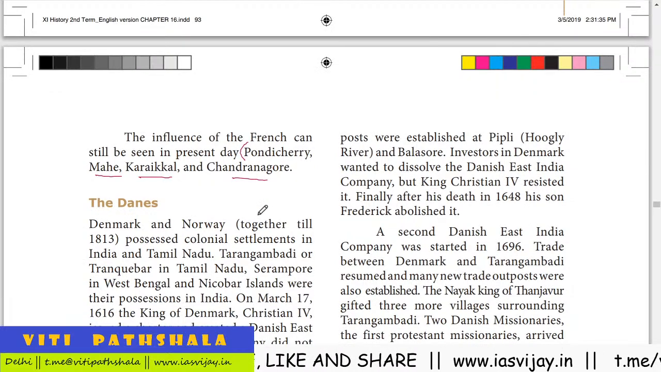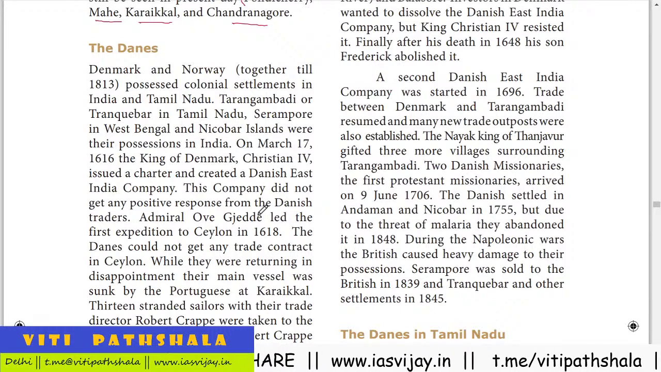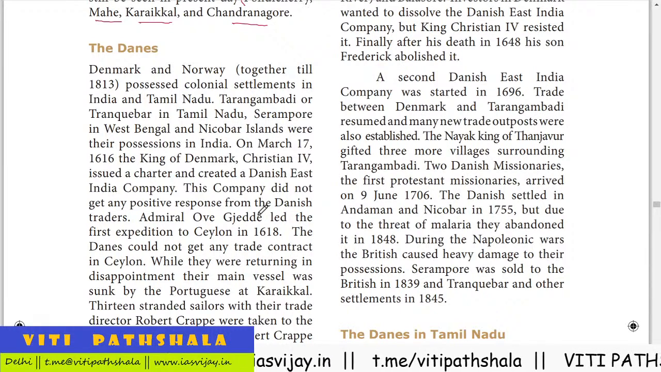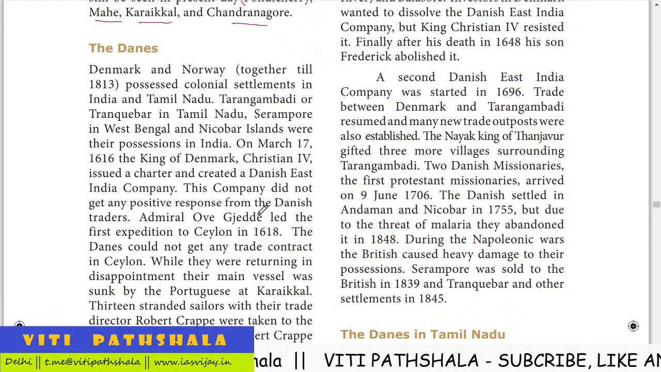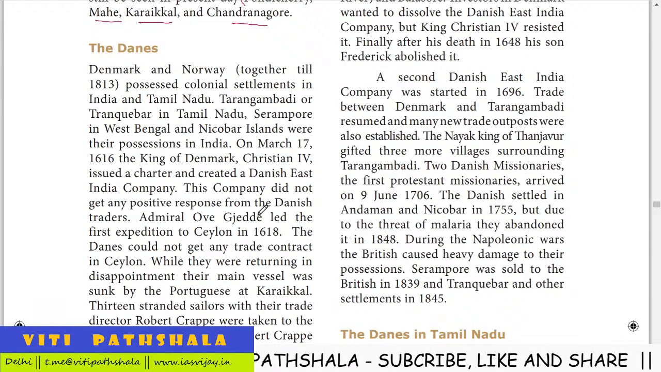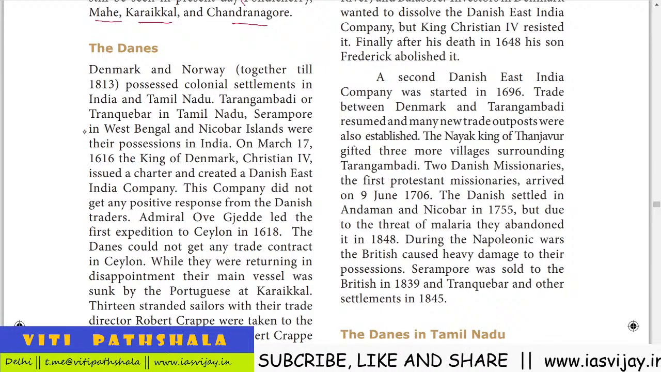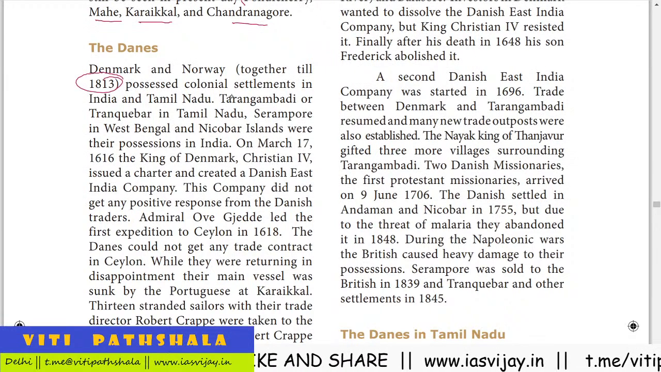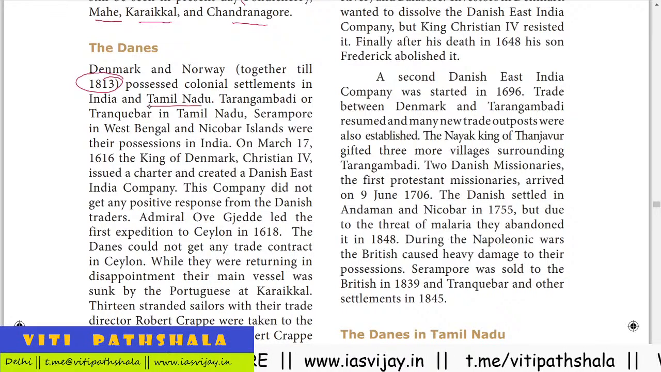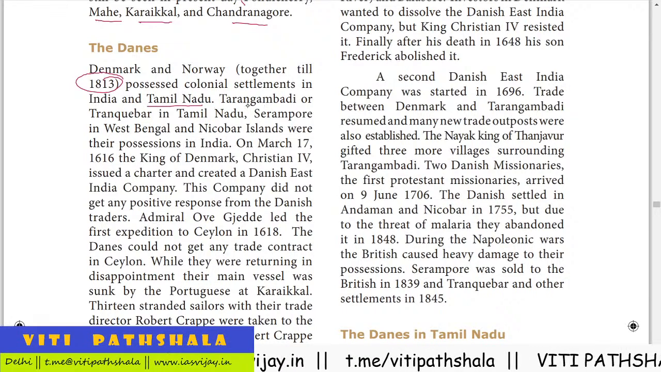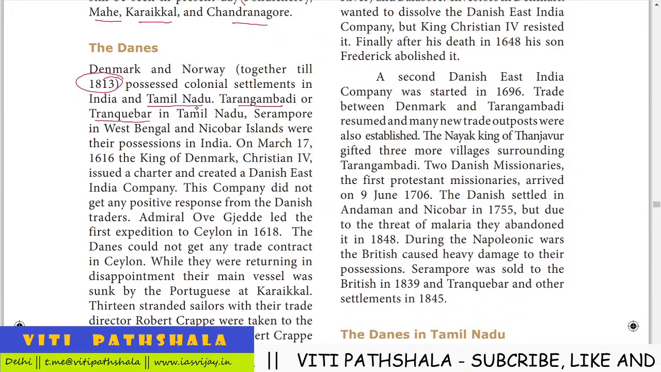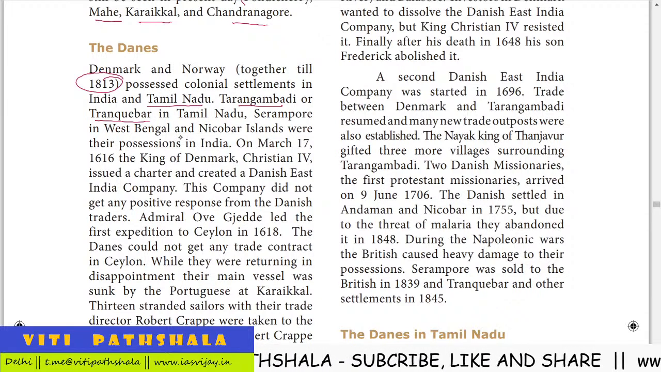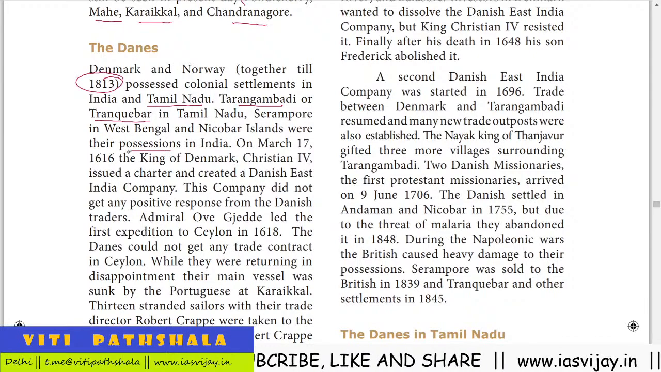The next will be the Danish. The Danish are also not important. So the Dutch and the Danish are not important. Denmark or Norway together, till 1813, possessed colonial settlements in India and Tamil Nadu. Tranquebar in Tamil Nadu, Serampore in West Bengal, and the Nicobar Islands were their possessions in India.